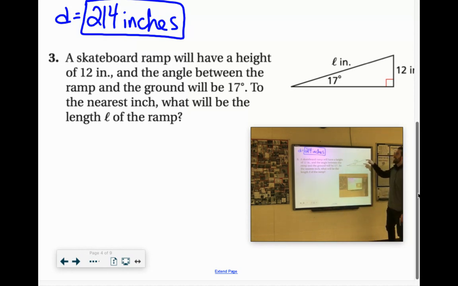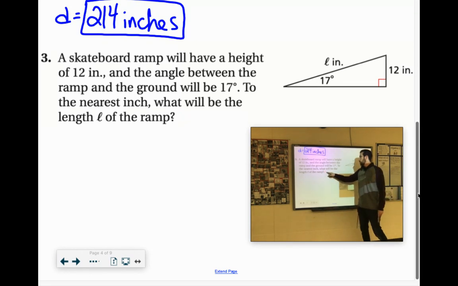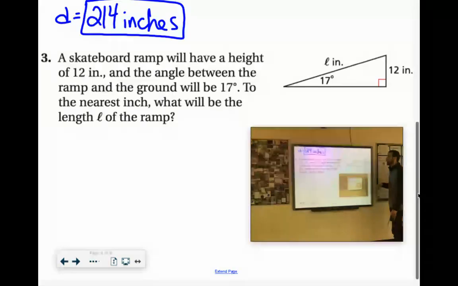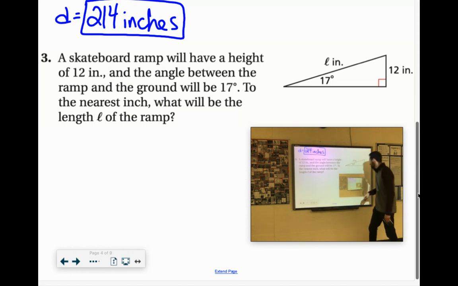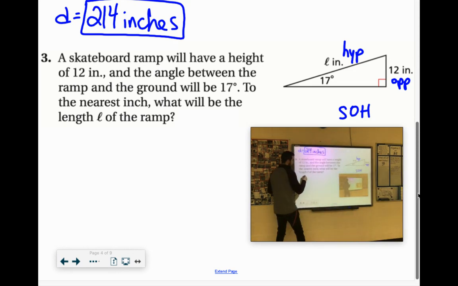A skateboard ramp will have a height of 12 inches, okay? And the angle between the ramp and the ground will be 17 degrees. To the nearest inch, what will the length of the ramp be? So we have the opposite side, and we have the hypotenuse. So the thing with the O and the H was sine. So we will say the sine of 17 degrees equals the opposite side, 12, over the hypotenuse, L.